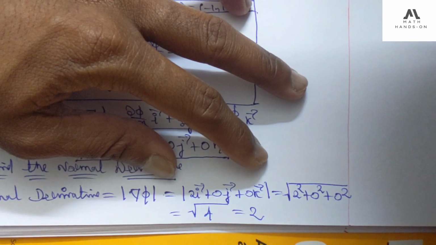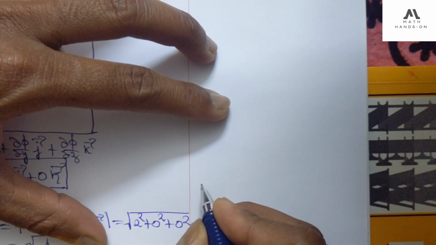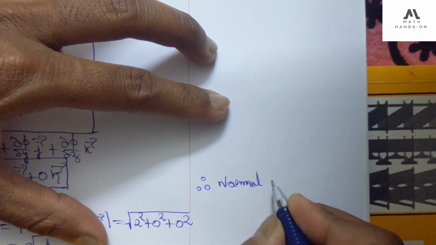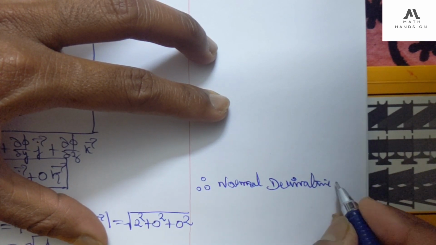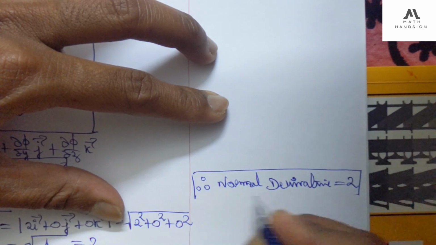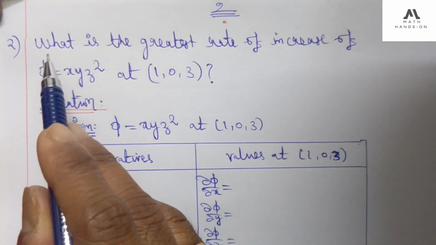Okay, so finally we get the normal derivative. Therefore, normal derivative is equal to 2. Okay, so this is your final answer. Now we will see the second question.